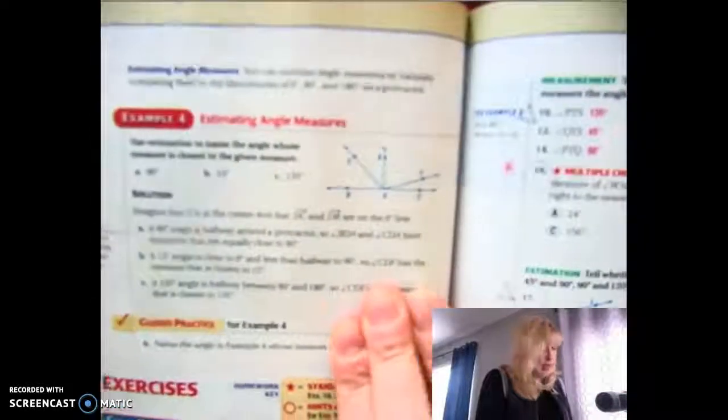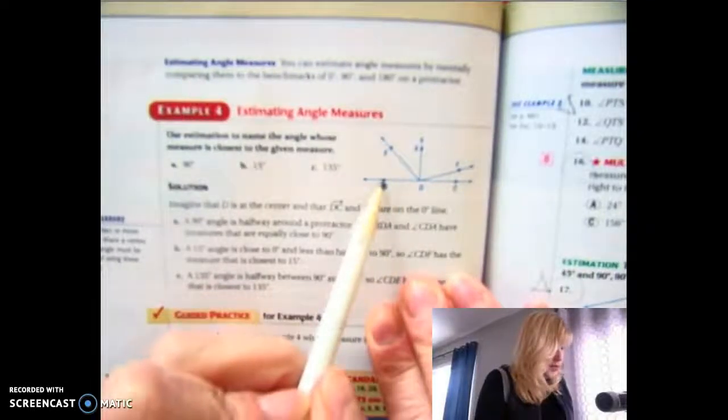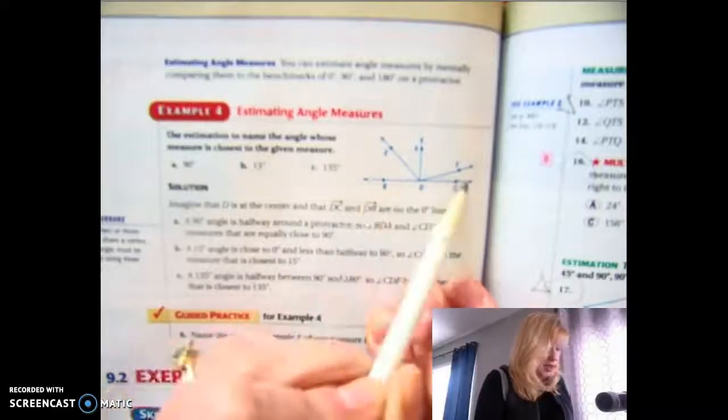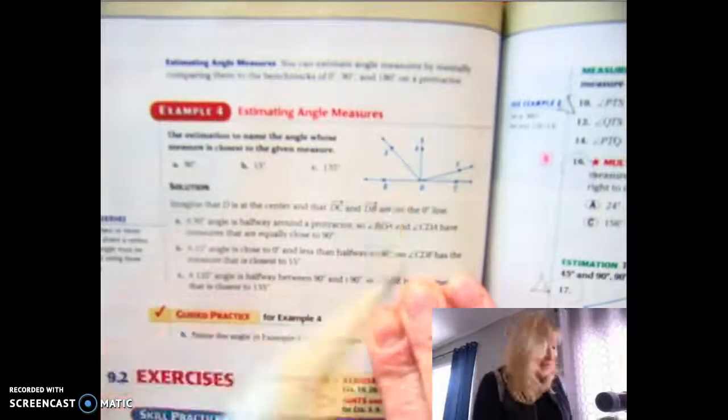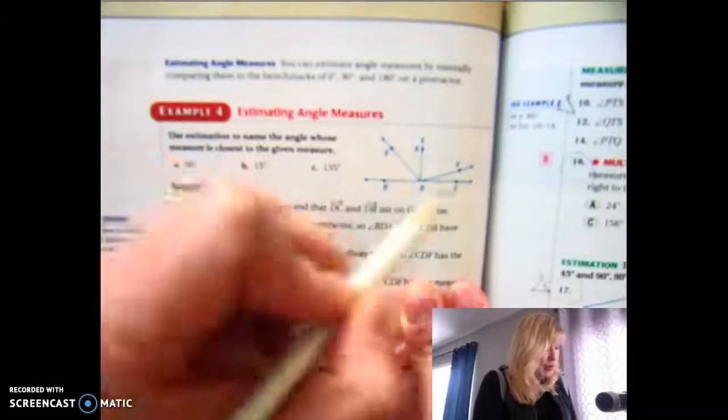Okay, I'm going to flash something up really quickly so that you can see what you are going to be dealing with. In your book, there's a little diagram on page 462, and they have all of these angles. This is a 180 degree angle. It's a flat line. So when I say I did a 180, usually it means I turn around.